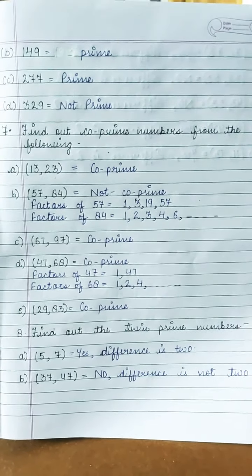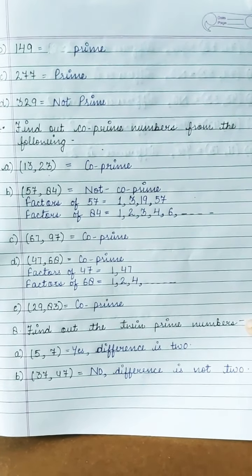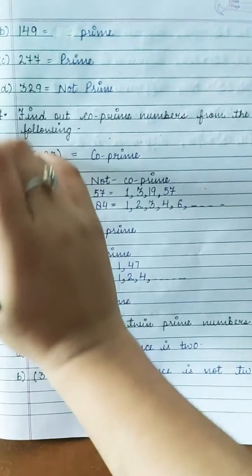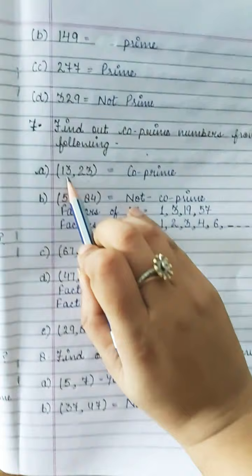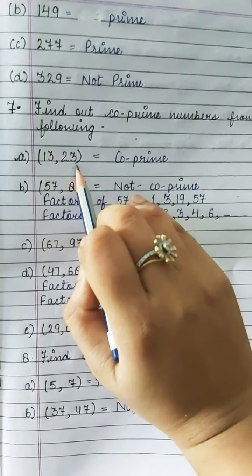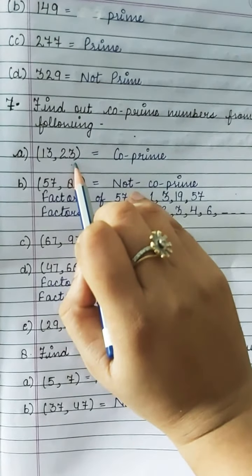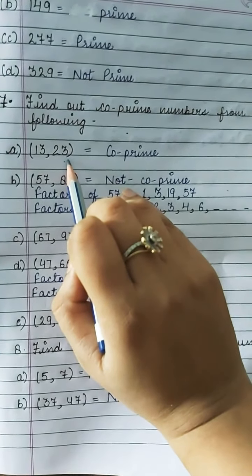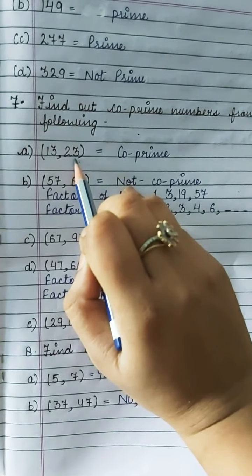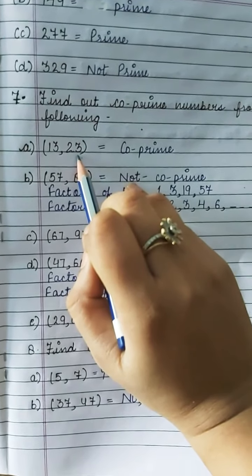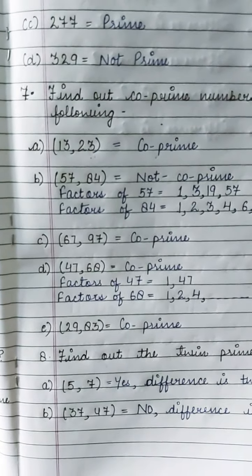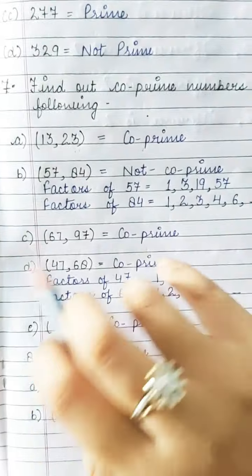Now the next question is, find out co-prime numbers for the following. Now remember the properties of co-prime numbers. See here, the first one is 13, 23. So it is co-prime. Why? Because I told you that 2 prime numbers are always co-prime. 13 is a prime number and 23 is also a prime number. So that is why this is co-prime. Remember it, 2 prime numbers are always co-prime.